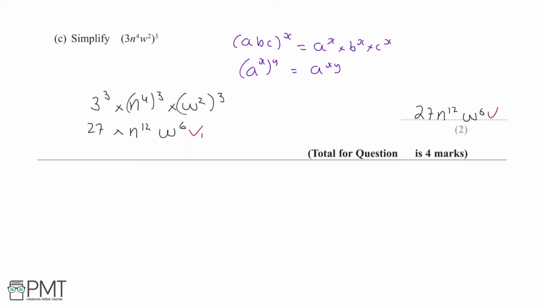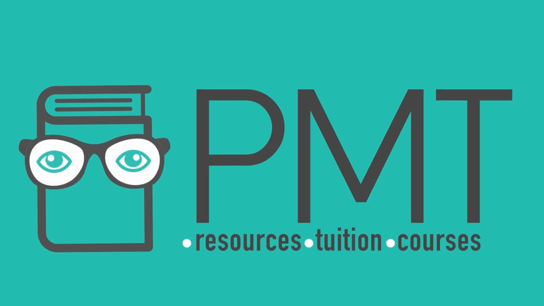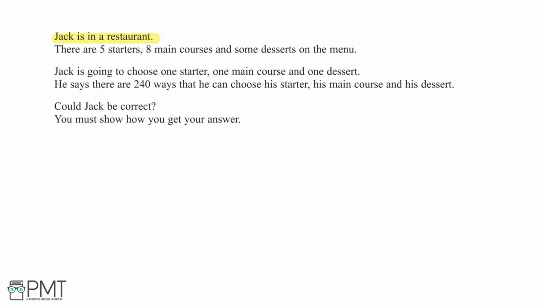And the second mark comes from a fully correct final answer. We're told Jack is in a restaurant. There are 5 starters, 8 main courses, and some desserts on the menu. Jack is going to choose 1 starter, 1 main course, and 1 dessert. He says there are 240 ways that he can choose his starter, main course, and his dessert. Could Jack be correct? And we must show how we got our answer.